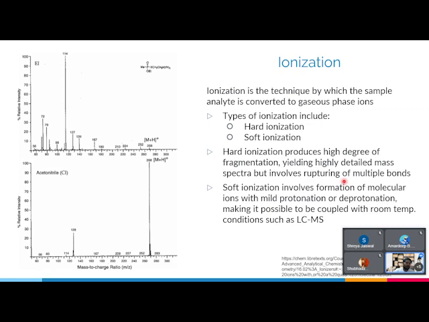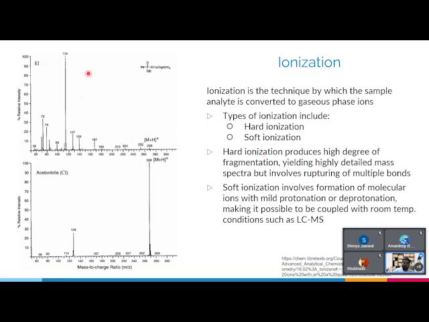So say you had a protein, you get smaller peptides, as well as broken up parts of amino acids. But what this allows you to have is a highly detailed mass spectra. From one round of ionization, you will be able to tell even what the amino acids were in the peptide sequence. But as it involves rupturing of multiple bonds, detecting from the mass spec graph what exactly your original sample was is very difficult.